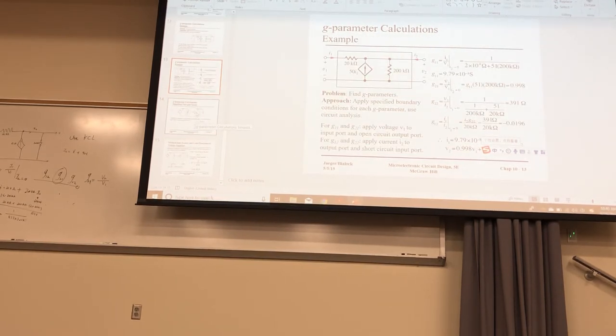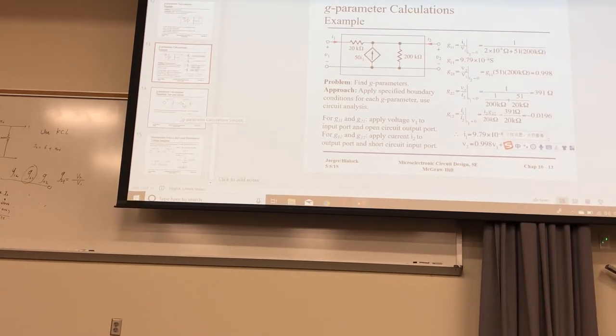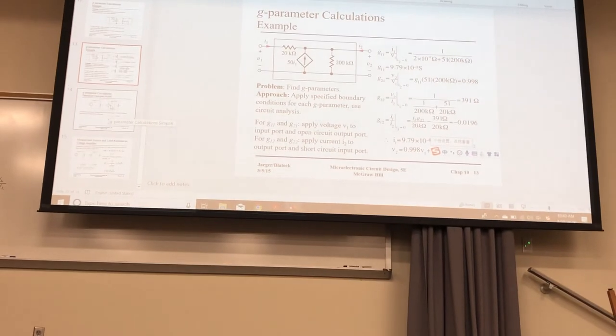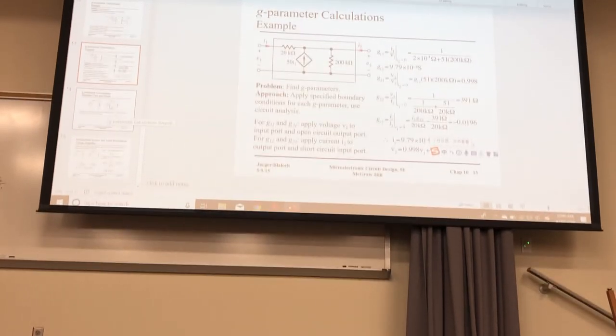Okay, so just the way I calculate G11, you can calculate G21, G12, G22, like what I have said before, okay? Because the time is out, I only have 10 minutes left, so I will not introduce the detailed way to calculate the other three parameters, okay?